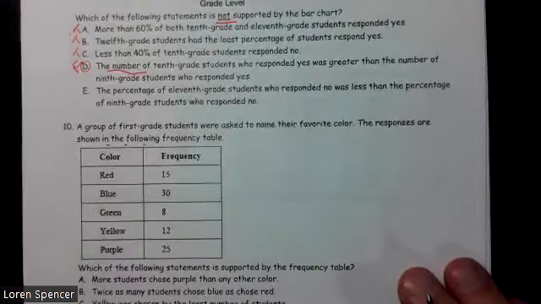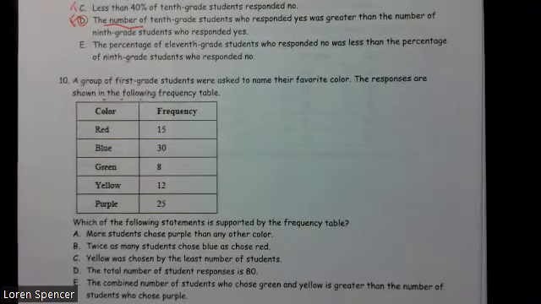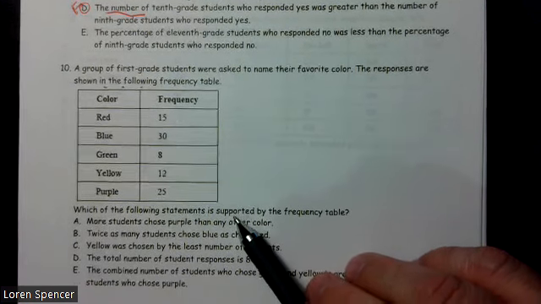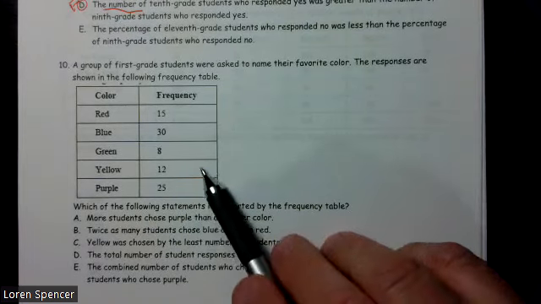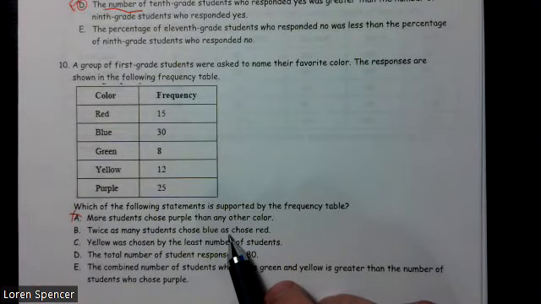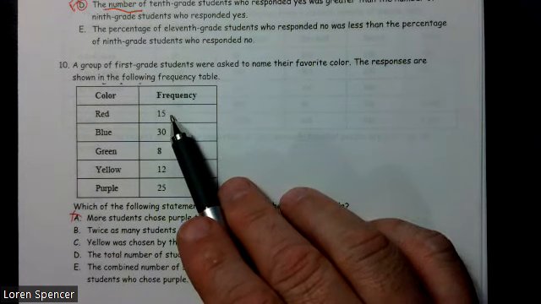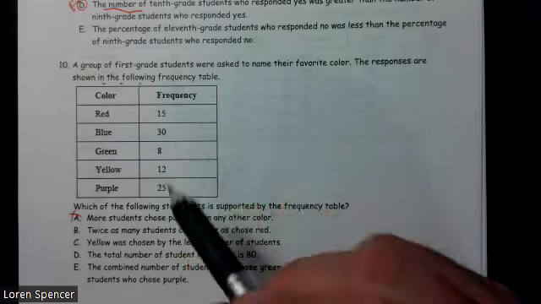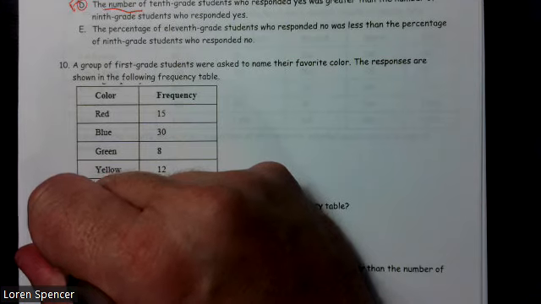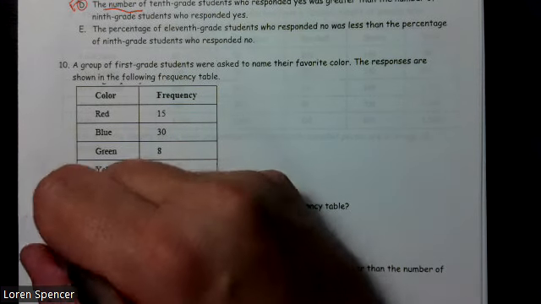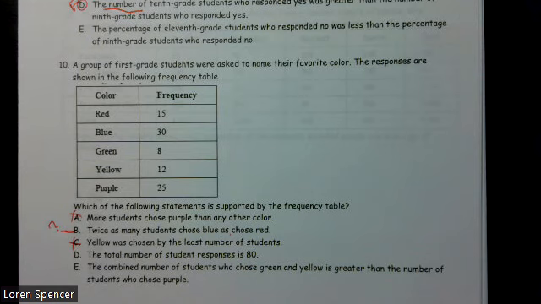All right. 10, a group of first grade students were asked to name their favorite color. The responses are shown in the frequency table. Which of the following statements is supported by the frequency table? More students chose purple. Well, no, more students chose blue, so that's not it. Twice as many chose blue as chose red. Well, if I double that, 2 times 15 is 30. That's exactly twice as many, so that looks pretty good. Yellow was chosen by the least number of students. No, green was chosen by the least number. The total number of students is 80.